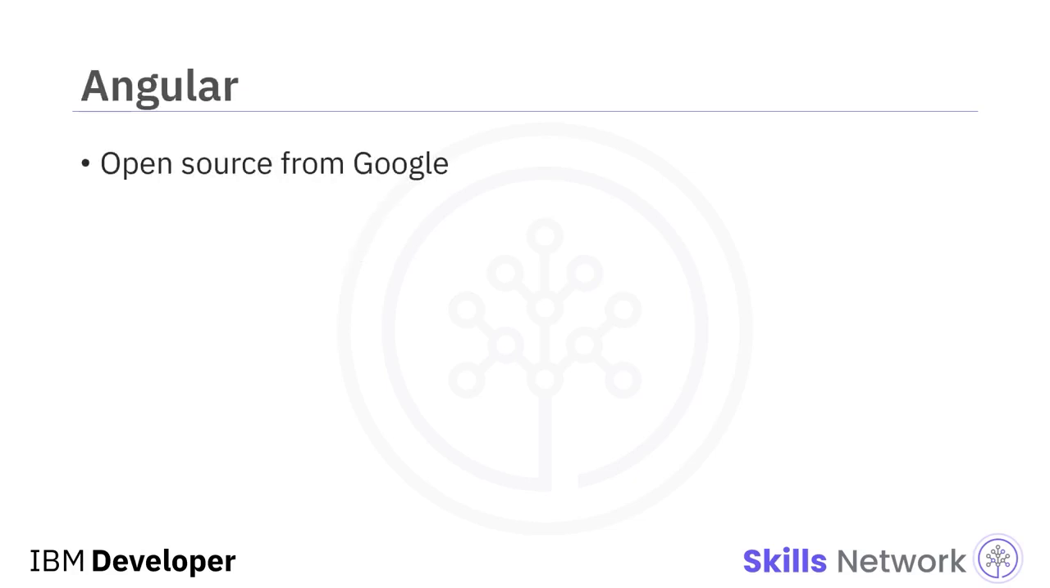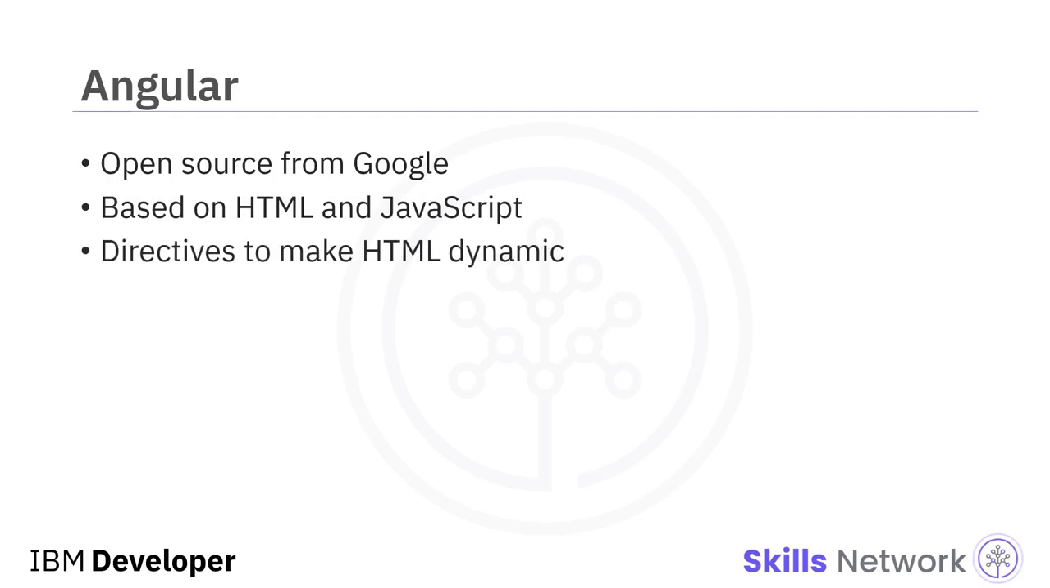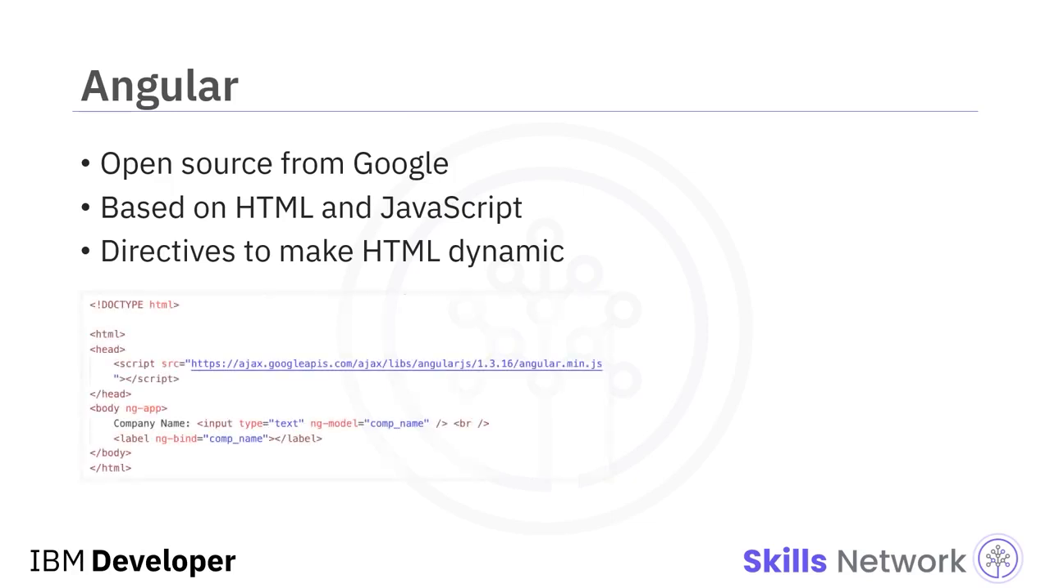Angular is an open-source framework from Google that can be used in any HTML by including the library. It is based on HTML and JavaScript, and it is easy to implement. To make HTML dynamic, Angular uses directives. All the directives are available to the HTML where the library is included. Here you see HTML using Angular with model bind directives. The input component is used as a model to which the label component is bound.